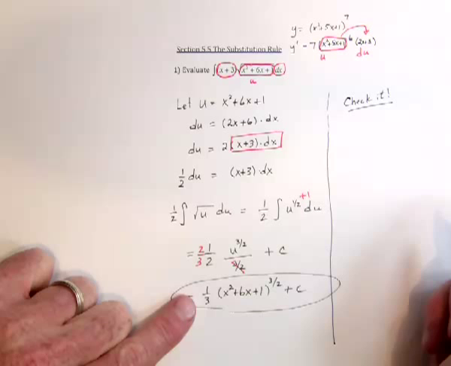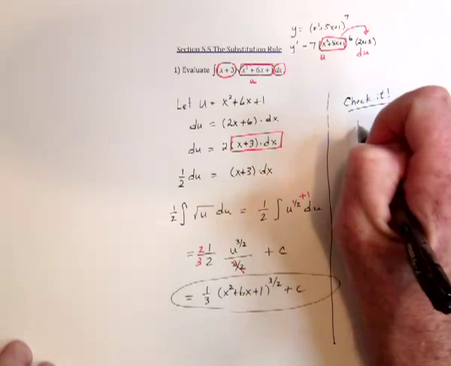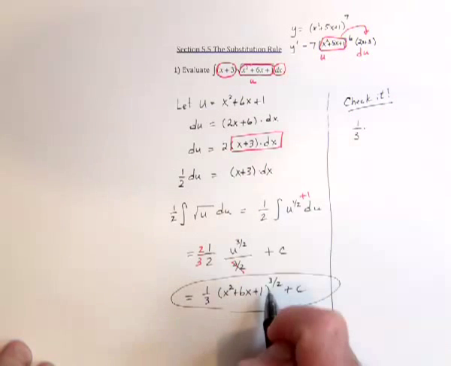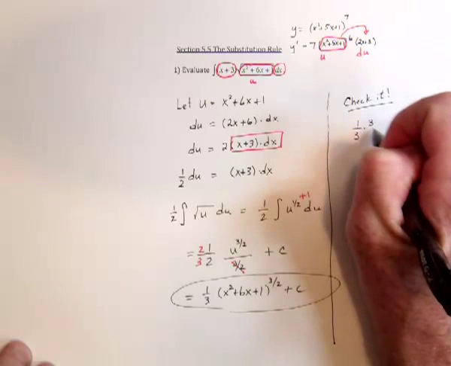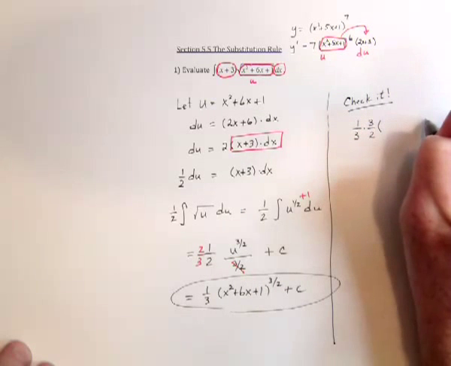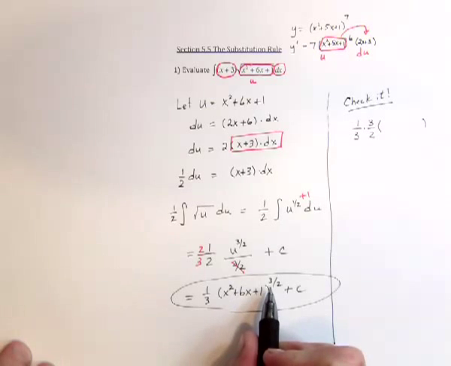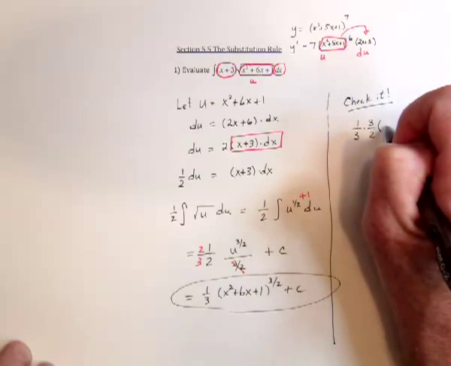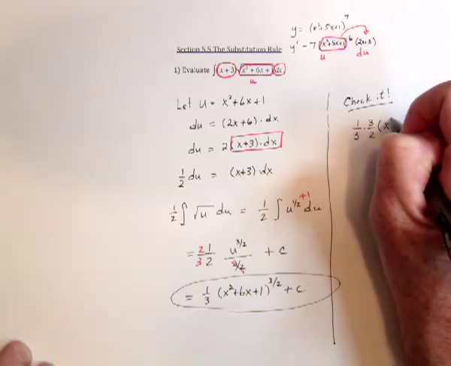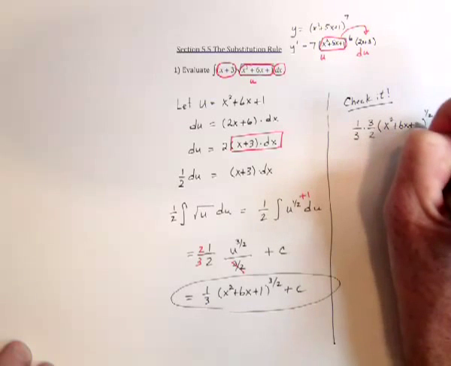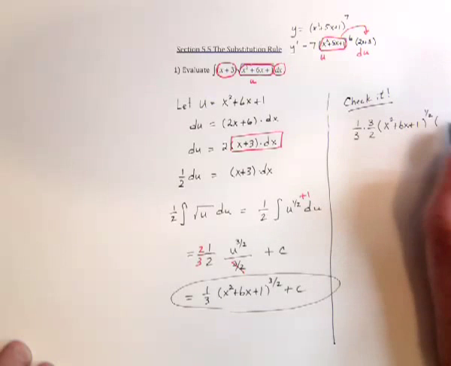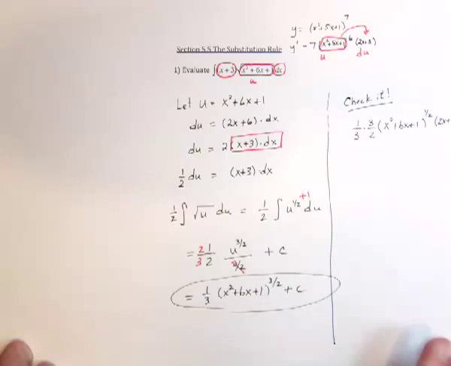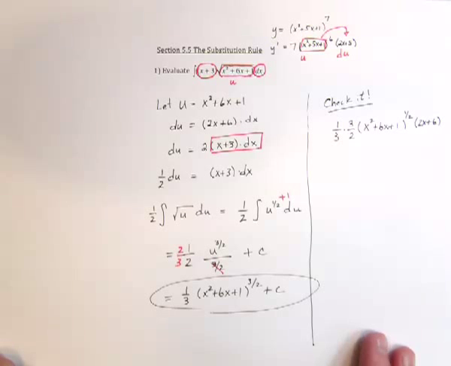So if we take the derivative of this, the 1/3 can stay there. Then the 3/2 would go down in front and multiply. If you subtract 1 from this, it would then be raised to the 1/2 power. And the chain rule says the inside part stays the same, and then we need the derivative of the inside. And then the derivative of a constant is 0.